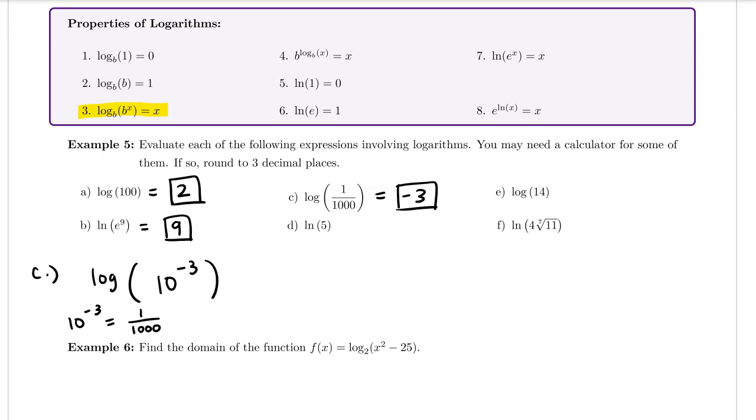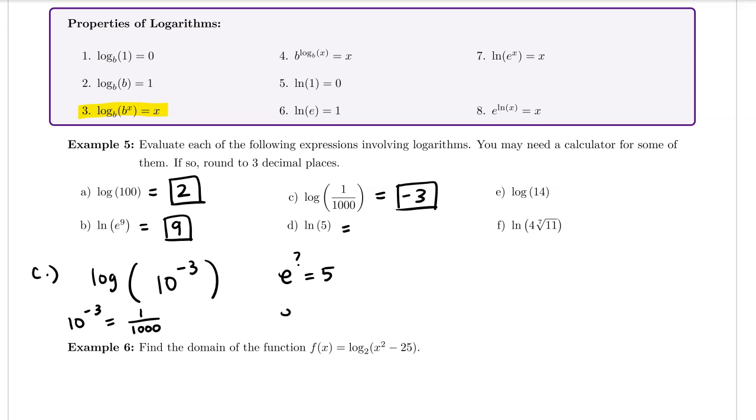Okay, so part D, we have the natural log of 5. So this is essentially asking us what power of e gives us 5. And unfortunately, this is not an integer answer because e is an irrational number. So this one we would need to use a calculator for.